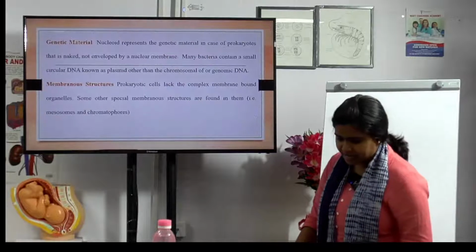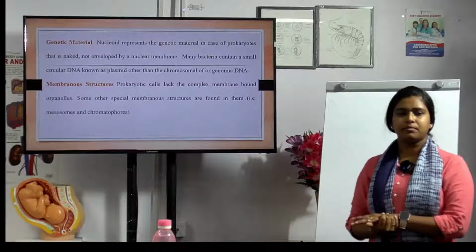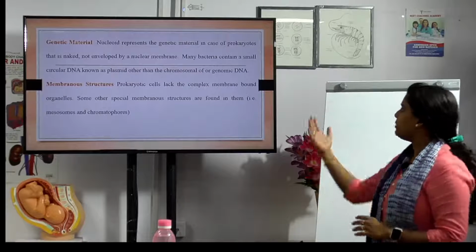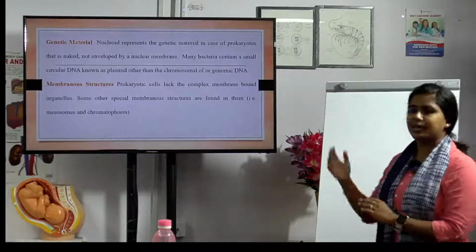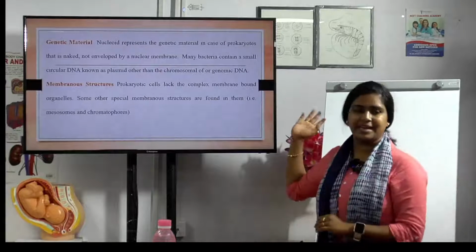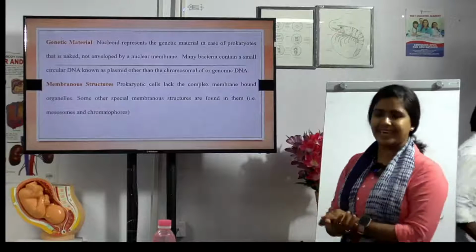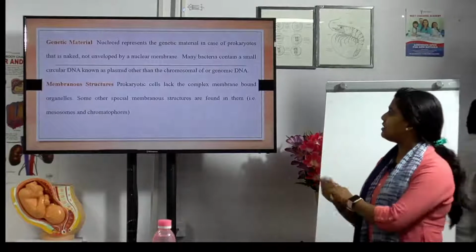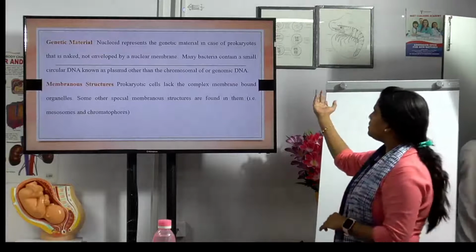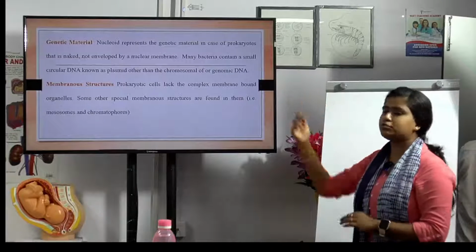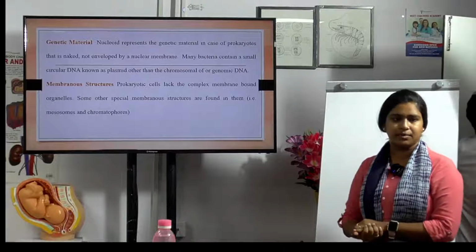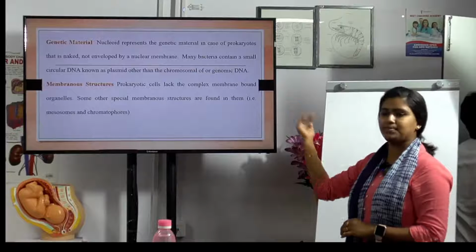And the next one is genetic material. Genetic material means gene, DNA, okay, and the nucleoid represents a gene. In case of prokaryotes the genetic material is naked, not enveloped by a nuclear membrane, okay. Many bacteria contain a small circular DNA known as plasmid.